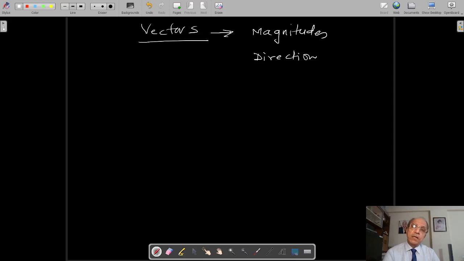Now, how will a vector be represented? A vector is represented by a straight line with an arrowhead. So this is the arrowhead. So this is basically a vector. A vector is represented like this.